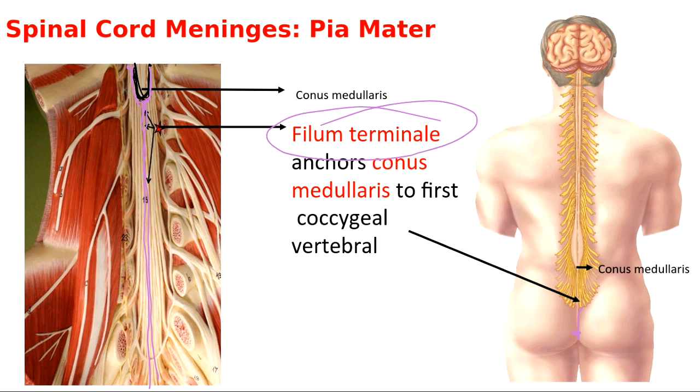Don't confuse filum terminale with conus medullaris. The end of the spinal cord is the conus medullaris. Filum terminale is the ligament that proceeds from the conus medullaris all the way down to the coccyx.